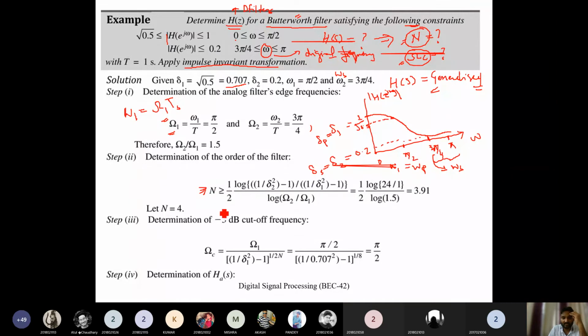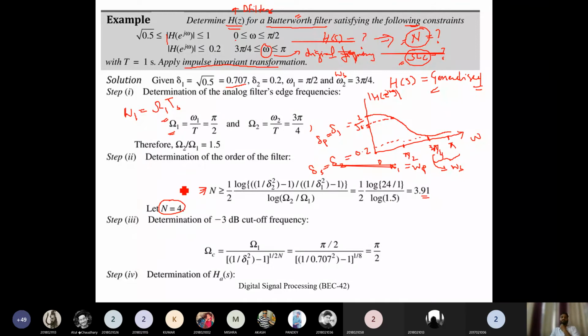The order of the filter is given by a formula we already know. It should be greater than or equal to 1 by 2 log of (1 by delta 2 square minus 1) divided by (1 by delta 1 squared minus 1), the whole divided by log omega 2 by omega 1. After putting all these values, we get n equal to 3.91. Since n should be an integer, we will take n equal to 4.